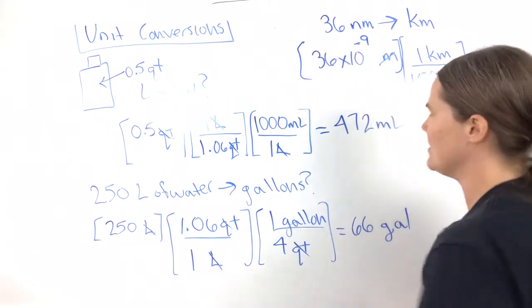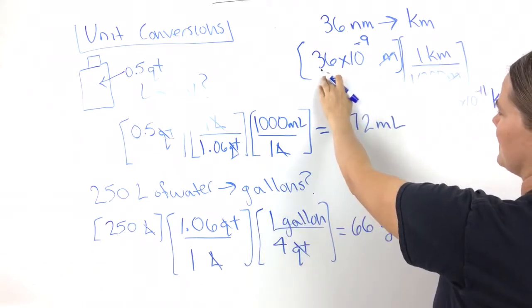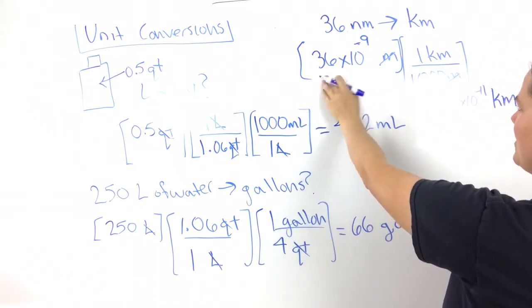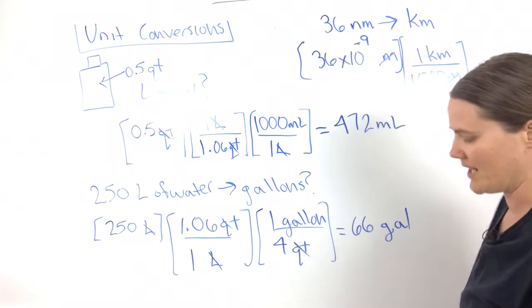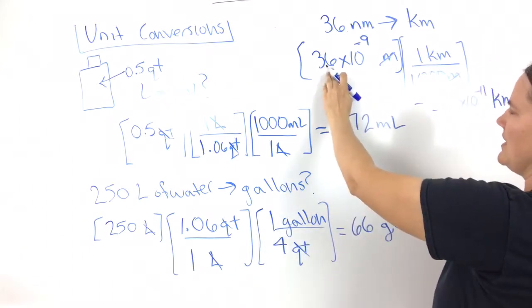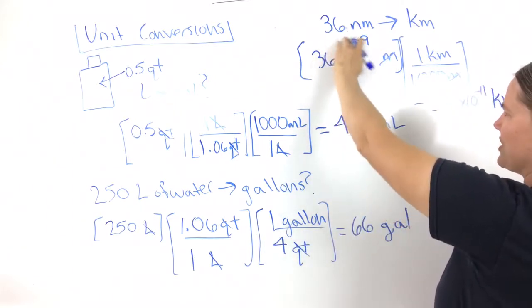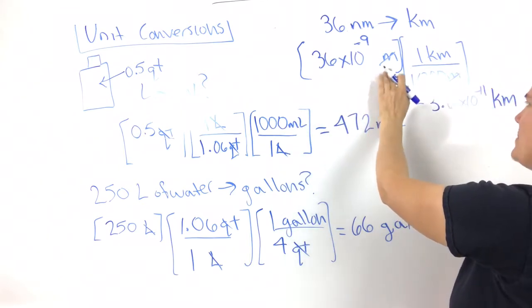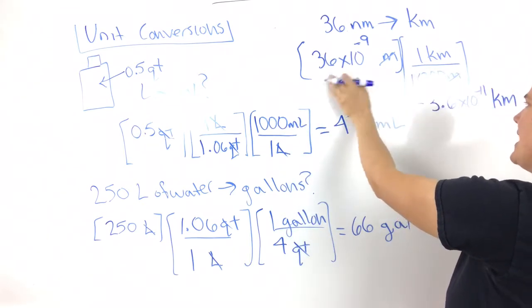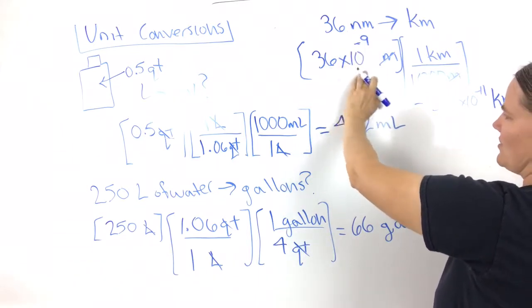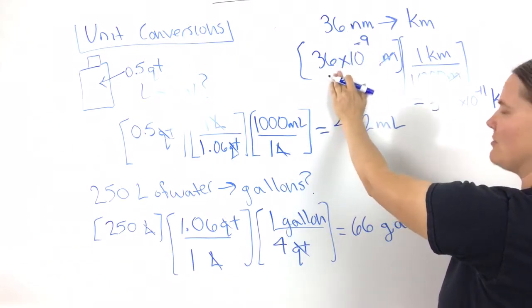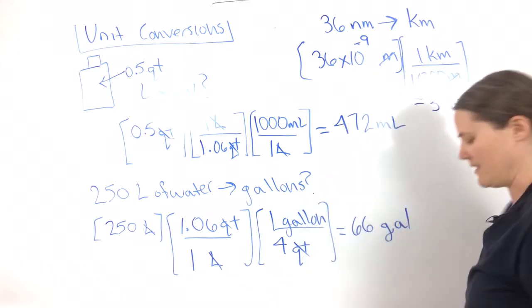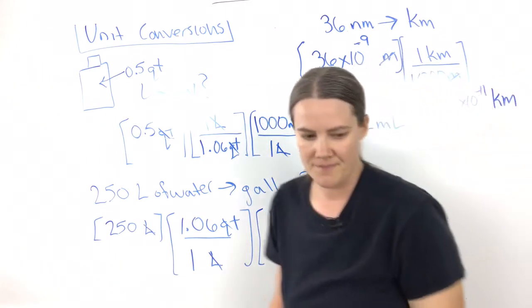The other thing you could do if you didn't want to write down 36 times 10 to the -9, you could write down the conversion for nanometers to meters, and then the conversion from meters to kilometers. I think it's easiest to do it like this. Just write down what the prefix is equal to, and then convert it to the unit that you want.